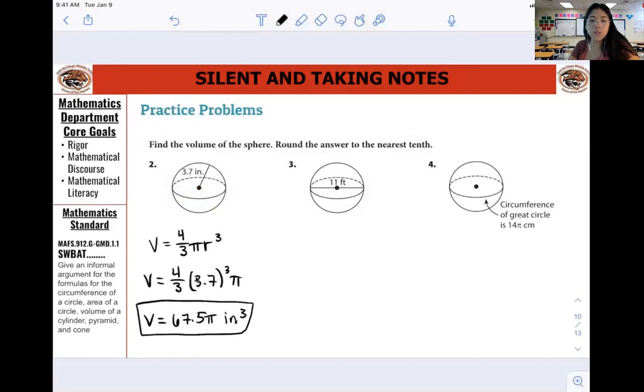So again, when you use your calculator, you're going to plug this number in, 3.7 to the power of 3. Then you multiply that times 4, then you divide that by 3. So 67.5.